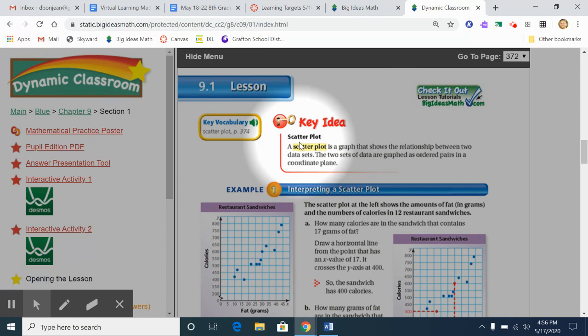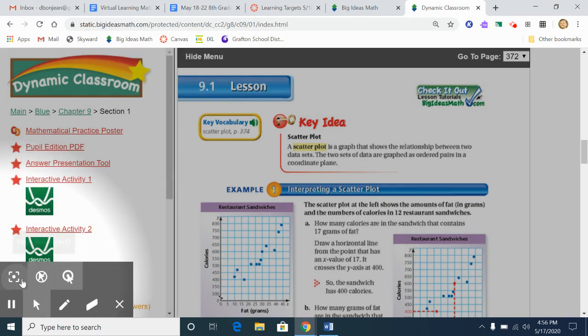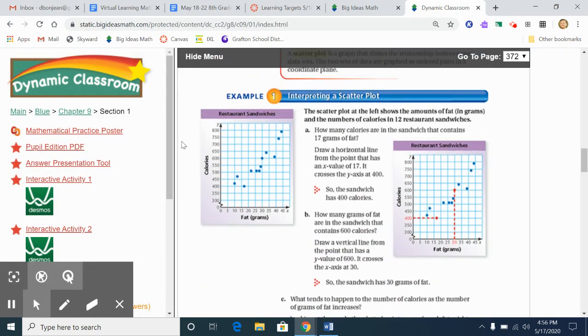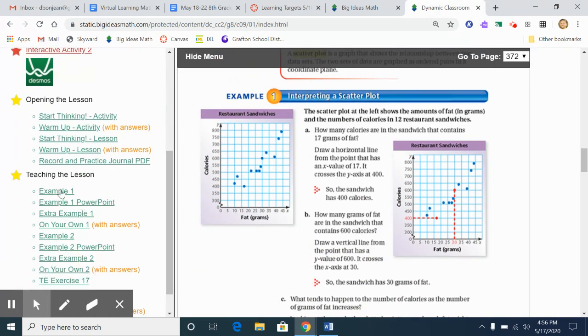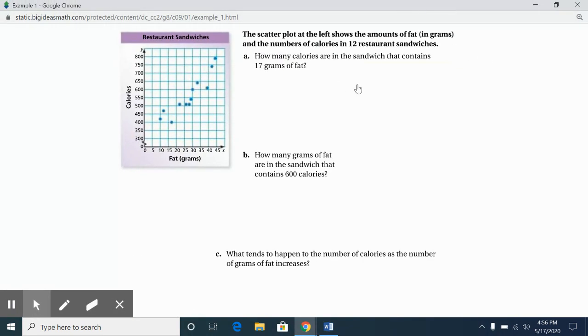Here, our key idea: a scatter plot is a graph that shows the relationship between two data sets. The two sets of data are graphed as ordered pairs in a coordinate plane. All right, so let's take a look at the first example, which is interpreting a scatter plot. It's going to ask us specific questions about some of the points on the scatter plot.